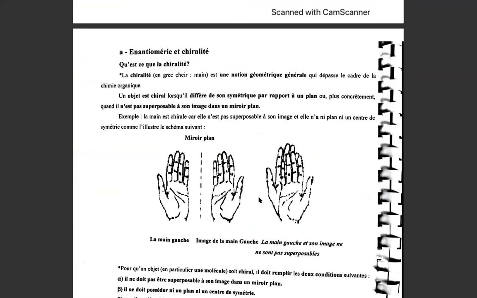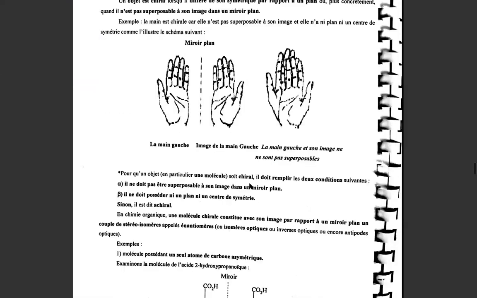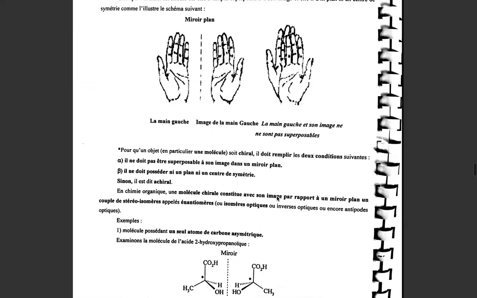So now, for an organic compound to be chiral, it's supposed to satisfy two conditions. The first one is, please take note, it should not have any plane of symmetry. The second one is it should not be superposable with its image. So in other words, your hands are chiral. Why? Because they are not superposable and there is no plane of symmetry.